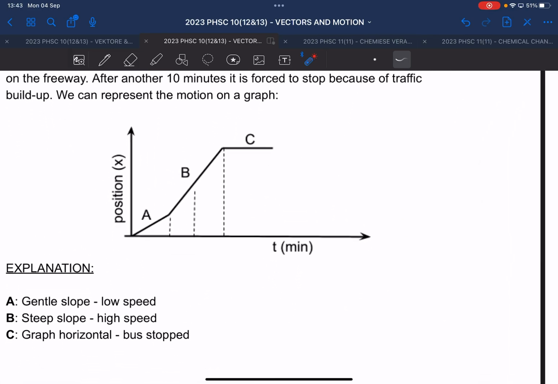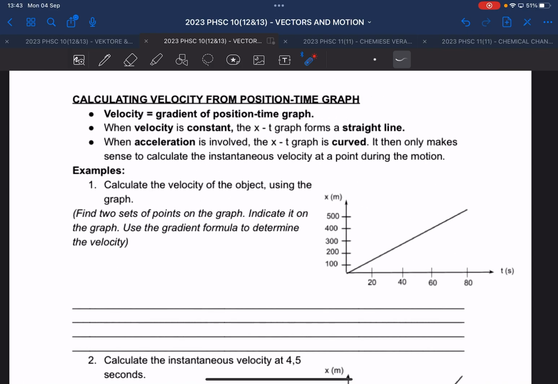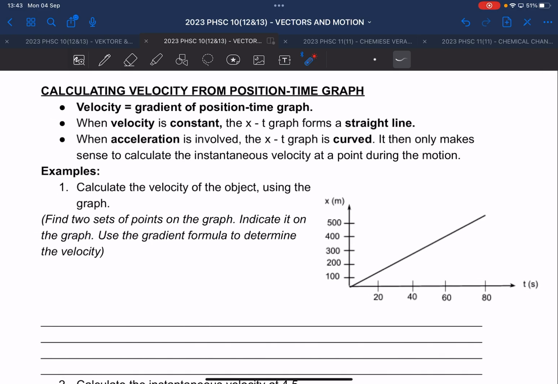Okay, so here it says a gentle slope means a low speed. A steep slope, higher speed. Graph is horizontal, bus stopped completely. Okay, now let's do calculations.